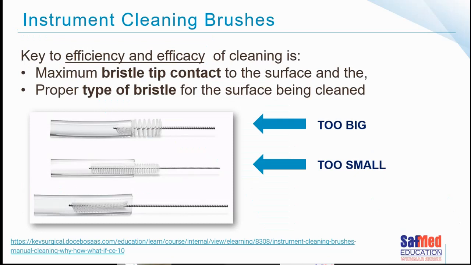The pictures on the screen, I think, tell a good story. You want efficient and effective cleaning, and for that, you need maximum bristle tip contact. And you need the proper type of bristle, of course, as we already said, for the type of surface being cleaned. If you look at the images on the screen, top one being too big, you can see how that big brush is being forced into that lumen. You can see in the middle image that that brush is too small and it's not touching the sides. And the third picture at the bottom is a brush that is applicable for the lumen size.